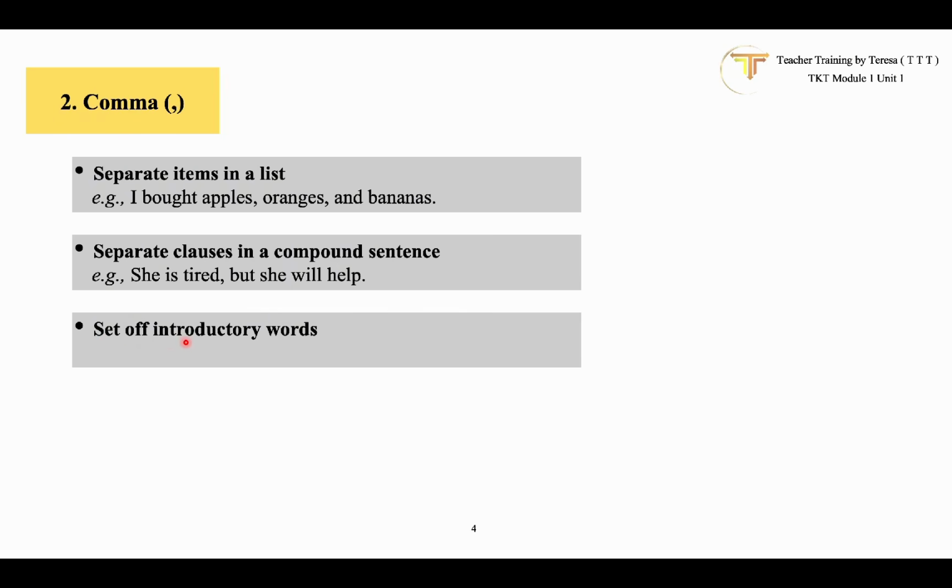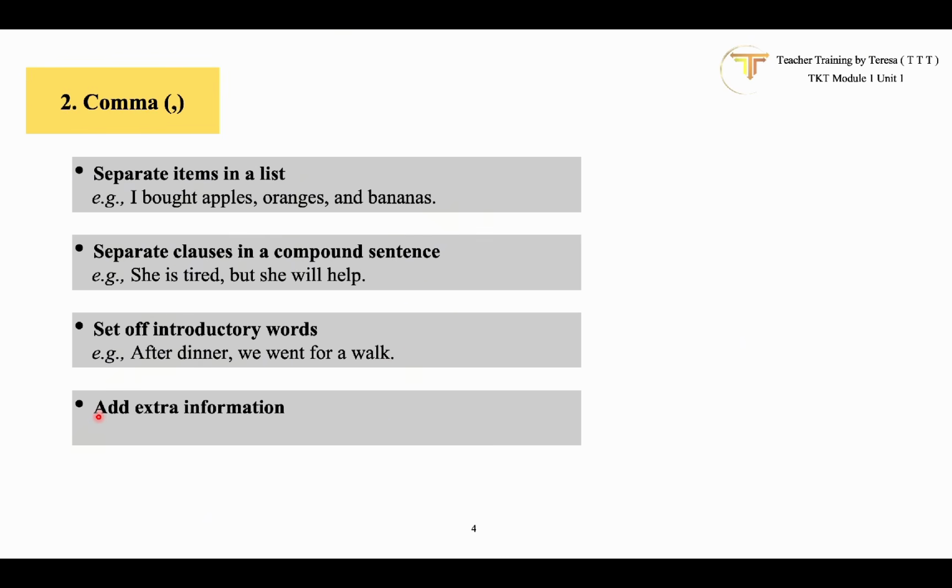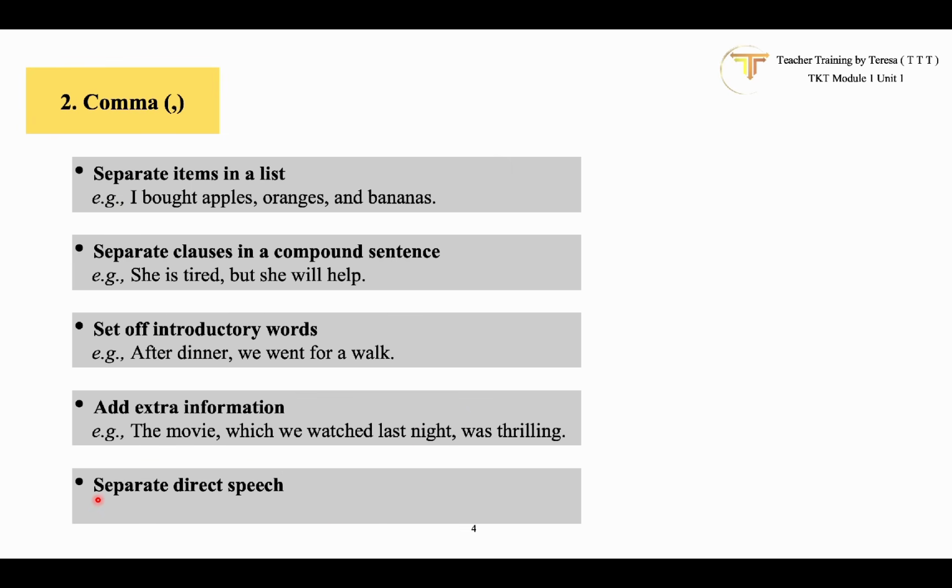Set off introductory words. After dinner, we went for a walk. Add extra information. The movie, which we watched last night, was thrilling. Separate direct speech. She said, "I'll be there."